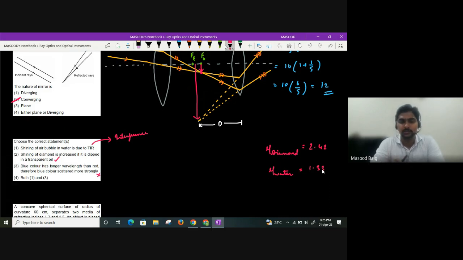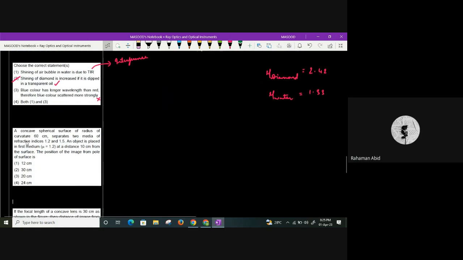Is that clear? Shining of air bubble in water, it is because of interference due to thin film. It is not due to total internal reflection. Understood, all of you? Is that clear? Yes, sir. Let us do the next question.